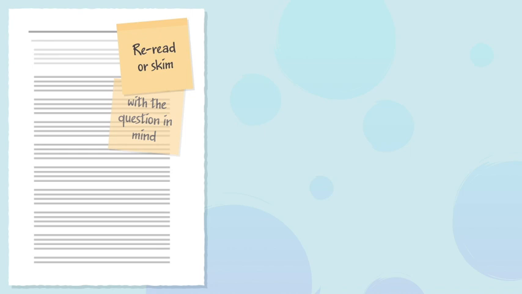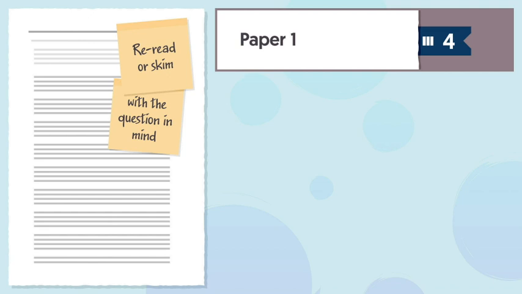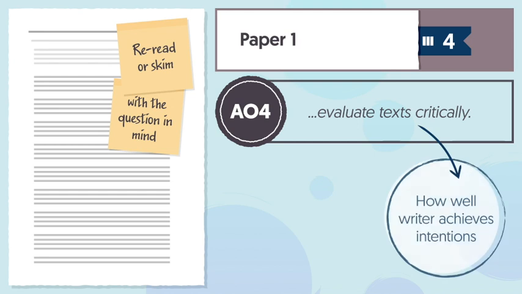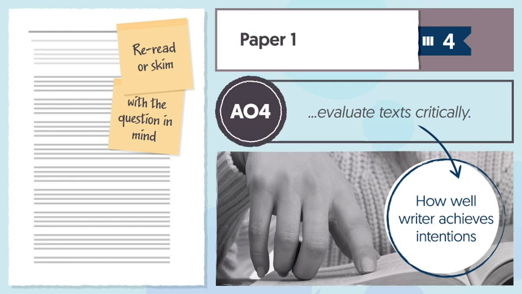Okay, let's get started. Before you begin to answer the question, the best thing to do is to reread or skim through the whole text with the question in mind. A good thing to remember here is that question 4 on paper 1 examines assessment objective 4. That's your ability to evaluate texts critically, which means making judgments about how well a writer achieves their intentions. Keep that in mind as you reread the text.